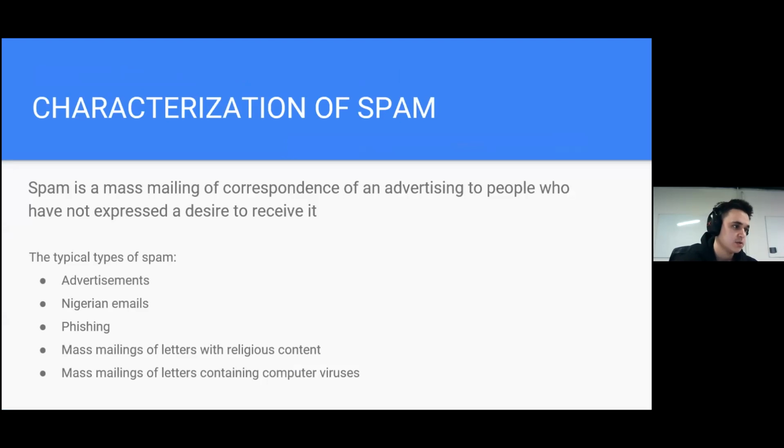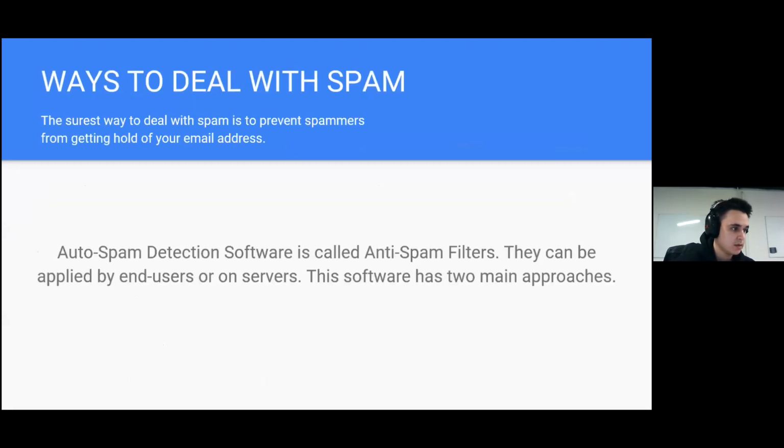Let's first talk about the characterization of spam. So spam is a mass mailing of information to people who have not expressed a desire to receive it. Here you can see some typical types of spam: advertisements, Nigerian emails, phishing, and so on.